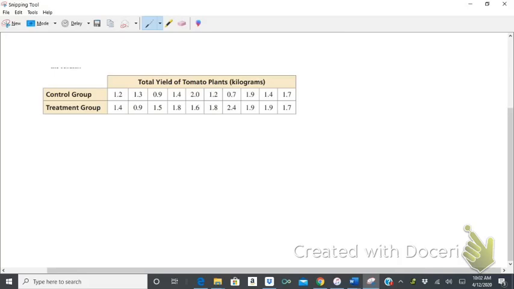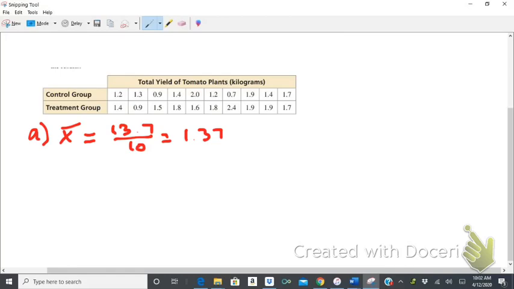Okay, so the control group is the one with just soil, and the treatment group is the one that receives an extra soil supplement. So now, basically, part A is asking us to find the mean yield, so we want to find the mean for the control group. When you find the mean, that just means you add all of the numbers together and divide by the total number of things that you have. In this case, when you add them all together, you get 13.7. Divide them by 10, and you get 1.37. So that means the average plant yielded 1.37 kilograms of tomatoes.